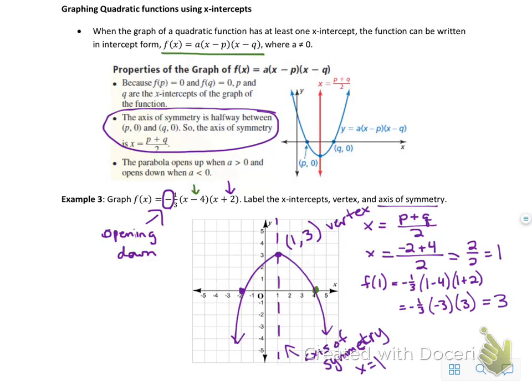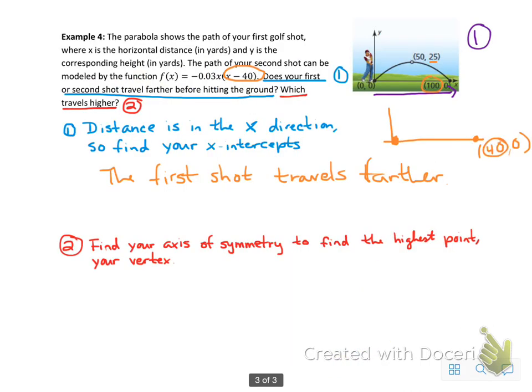Oops, too far. The purple circled one. Now I'm going to circle it in green. P plus Q divided by 2. So your x-intercepts divided by 2. Well, our x-intercepts are 0 and 40. So 0 plus 40 is 40, and 40 divided by 2 is 20.